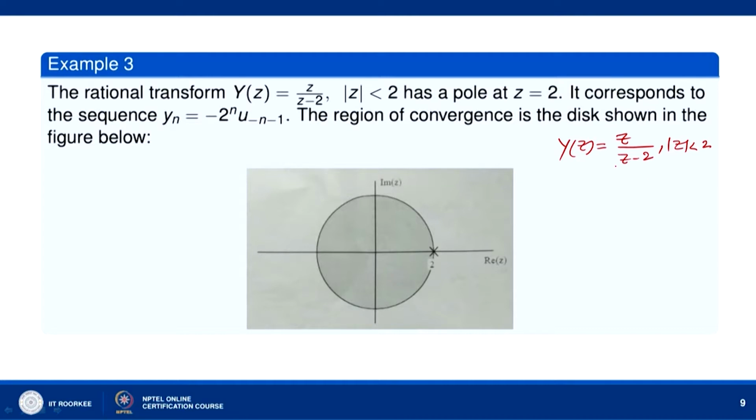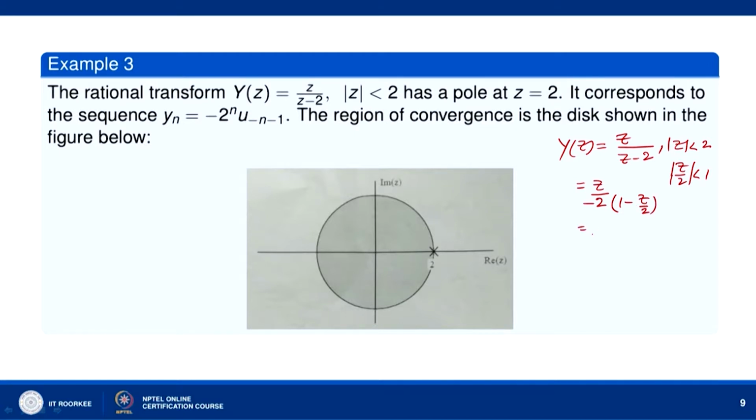Okay, the region of convergence is a solid disk means this case will occur when y[n] is 0 for n greater than 0. Okay. So, let us see what is the sequence y[n] in this case? We can write it as, we have mod of Z over 2 less than 1. Okay. So, this means that I will write it as Z over minus 2 times 1 minus Z over 2.